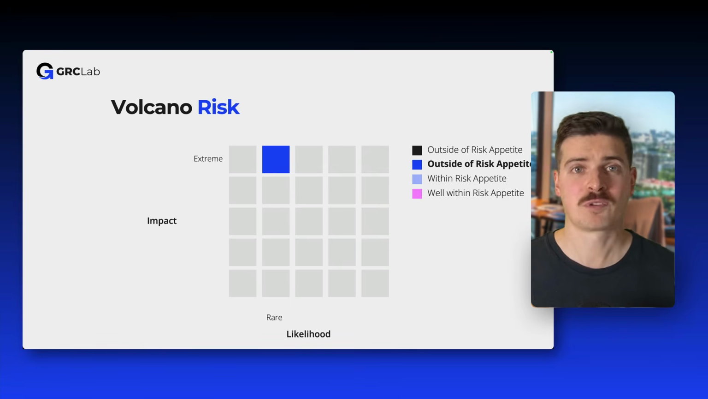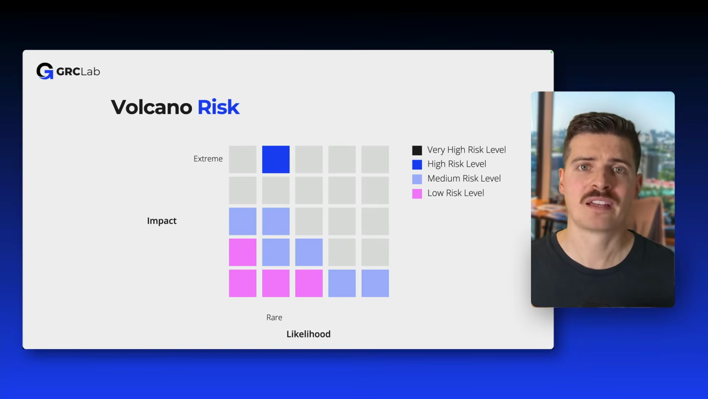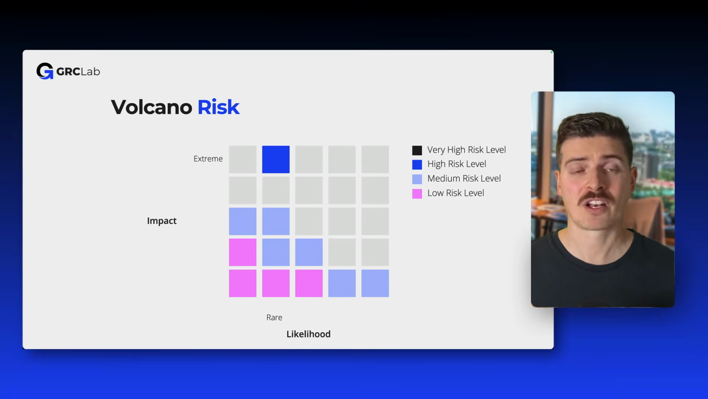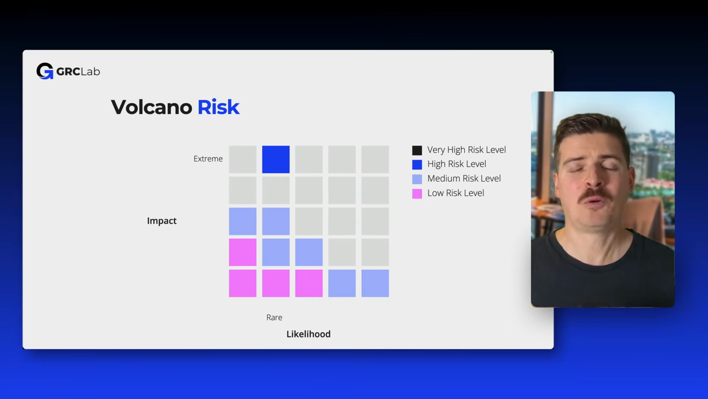Now, the volcano risk was classified as a high risk, which is why it cannot be accepted. The risk level of our volcano risk can be reduced by risk treatment. Now, the probability of the risk is already quite low, whereas the impact is very, very high. So that means we can either reduce the impact and/or reduce the probability of the risk to materialize.